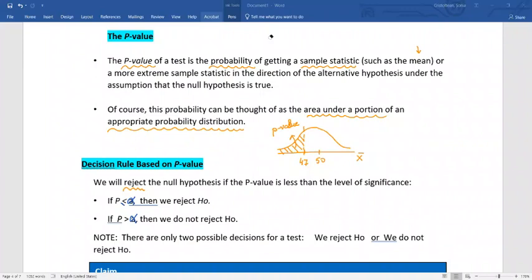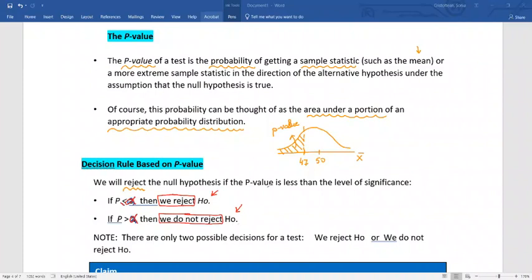The type of language we use here is reject, or do not reject, or fail to reject. Something else I want to point out is that it's always about H sub 0. You will never say, I reject H sub A, the alternative hypothesis. You will say, I reject H sub 0, or I do not reject, or fail to reject, H sub 0. You will also not say, I accept H sub 0, because there is a possibility that we've made some mistakes, and actually there are types of errors that can occur. So if p is less than or equal to alpha, we reject H sub 0. If it's greater than alpha, we do not reject H sub 0.